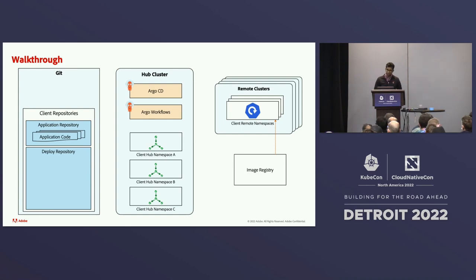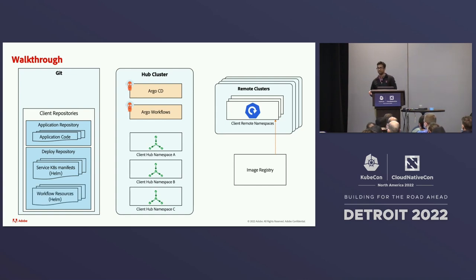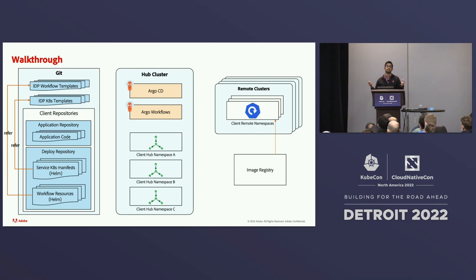The deploy repository contains CI/CD resources, as well as resources associated with any of the Kates resources deployed on the remote namespace. So you have your service Kates manifests, and of course you have your workflow manifests, which are the CI/CD resources themselves. These repositories may also refer to other IDP-owned resources, and we do this through Helm, and we'll talk more about that later as well.